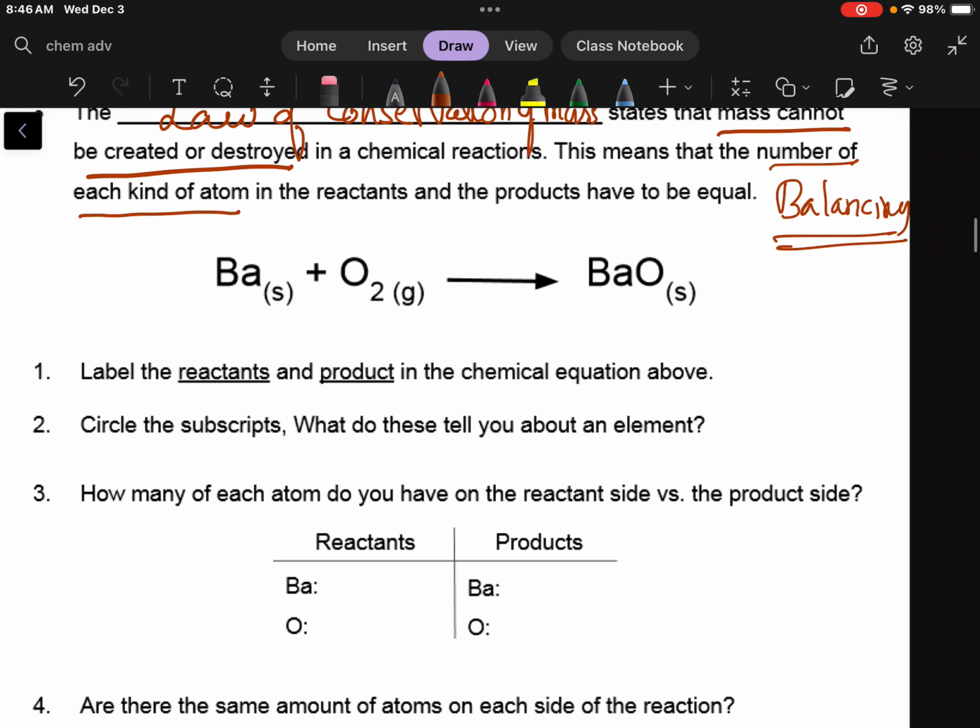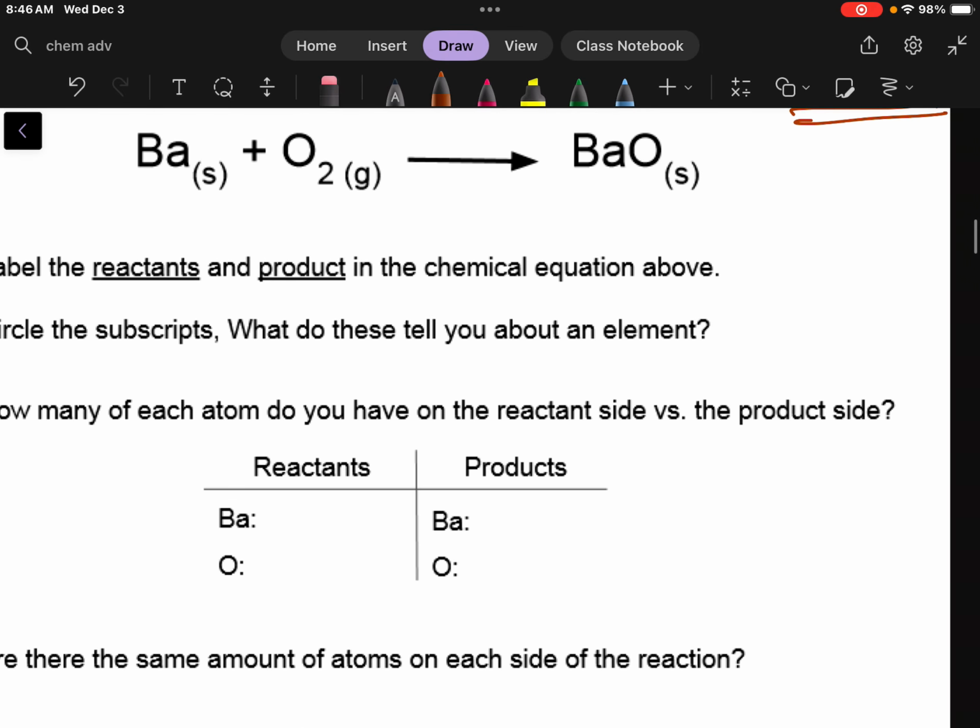Okay, let's look at this equation. So this is the basics of balancing, okay? First, as a beginner, you always draw a T-chart and list them. Once you understand, you don't need to do that, okay? So how many barium are there on the left-hand side? Left-hand side is called reactants and right-hand side is called product. So there is one barium on the left-hand side and one barium on the right-hand side. And oxygen, how many here? 2. And on the right-hand side, there is only 1. Okay, so that means oxygen is not equal.